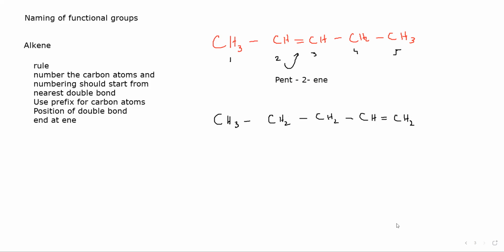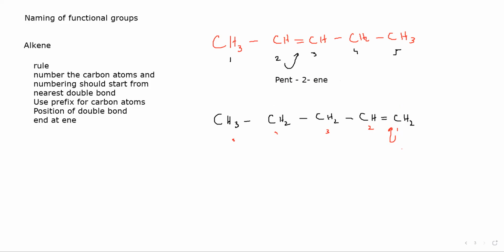Now the second one. Number the carbon atoms, and numbering should start from the nearest double bond. If I number from the left-hand side, 1, 2, 3, 4, 5, the double bond is at the fourth position. If I number from the right-hand side, the double bond is at the first position. So I should follow the numbering from right to left.